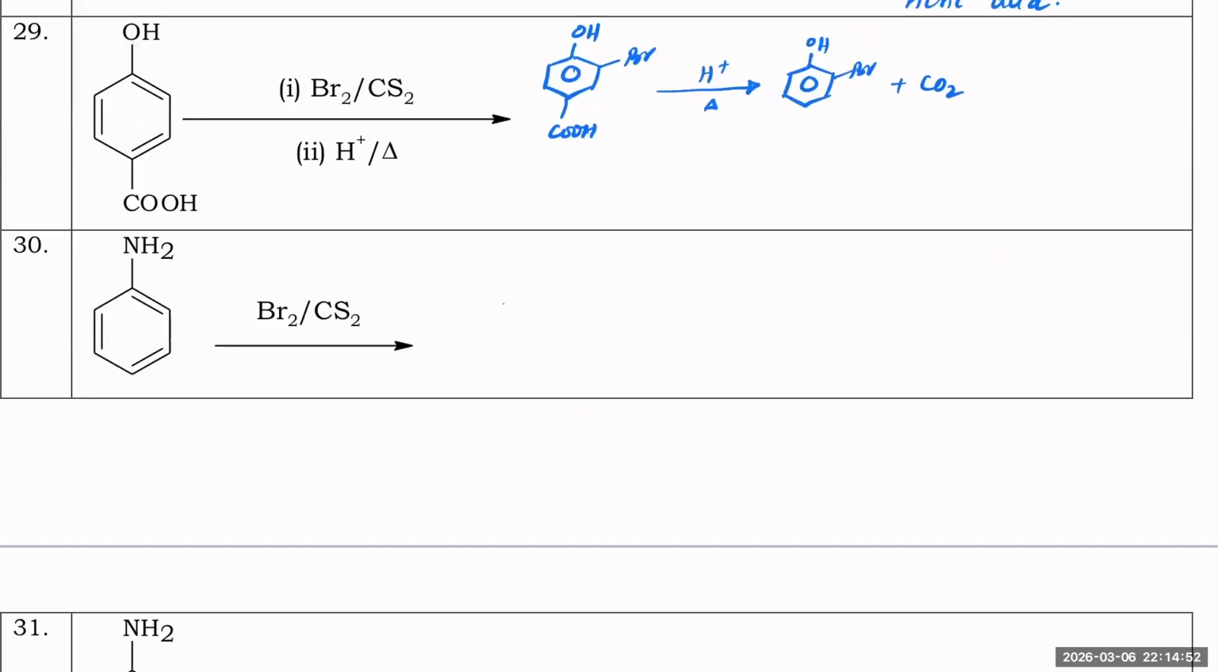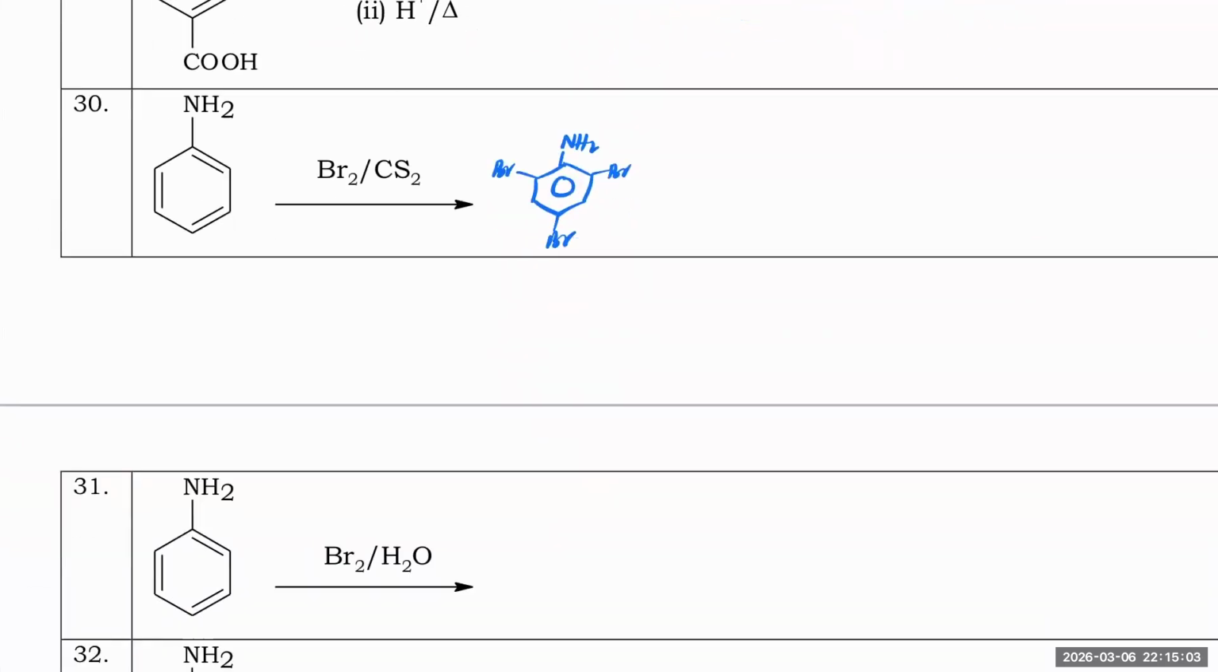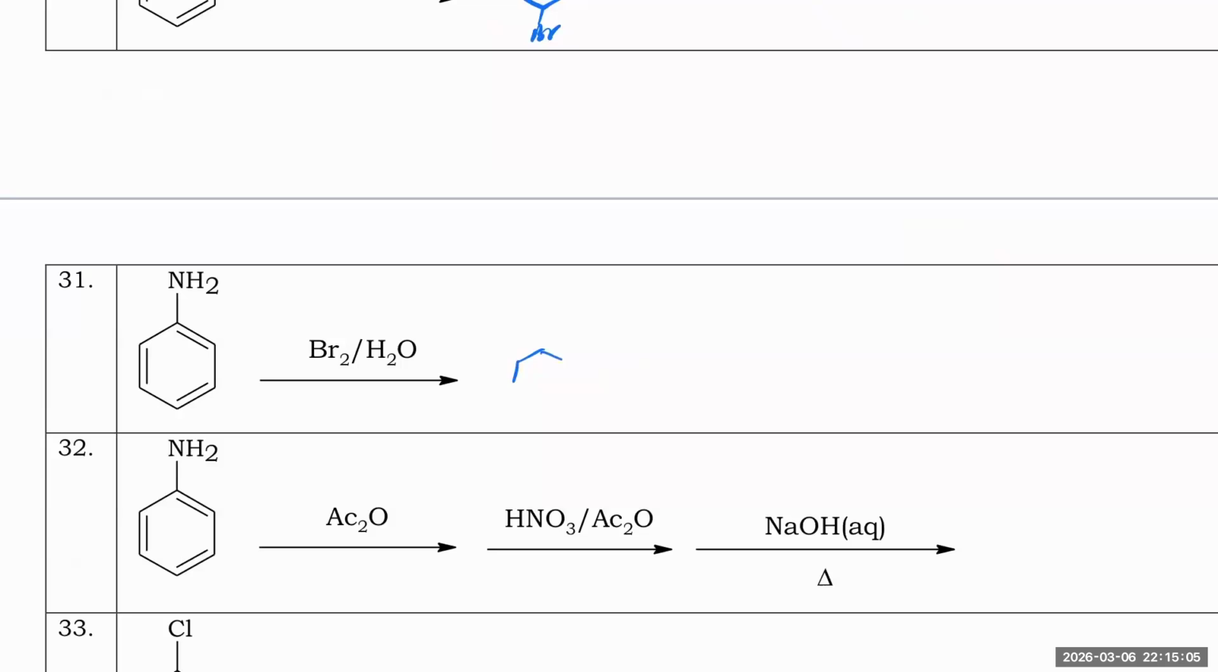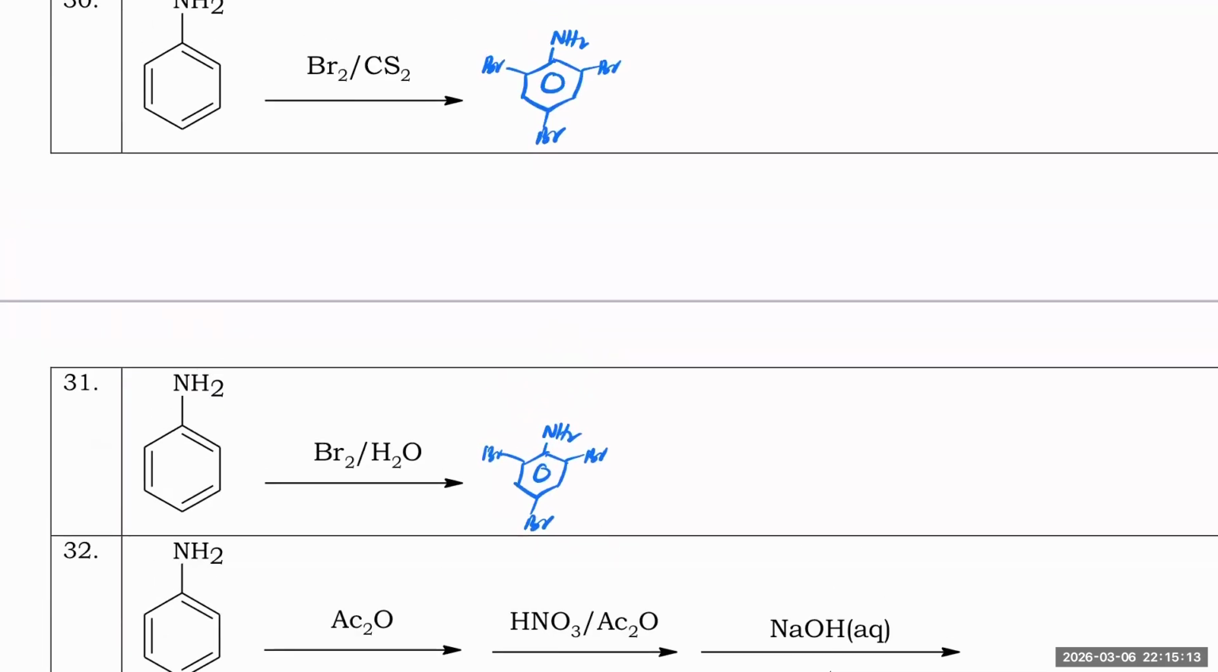Next. Aniline with Br2, we have already learned that Br, Br and Br will come at all three positions, right? Even with bromine water also, NH2 is so strongly donating that it will give Br at all three positions. So the same product will form.